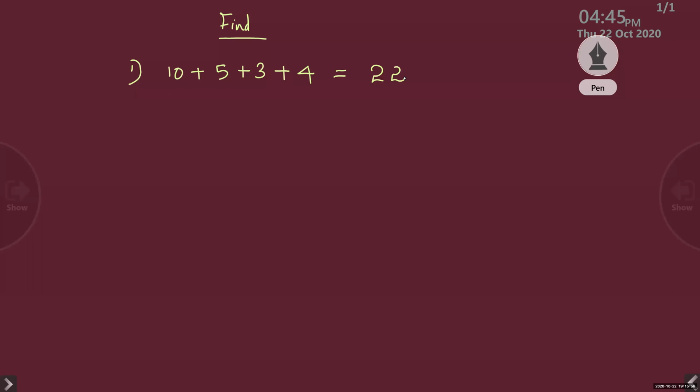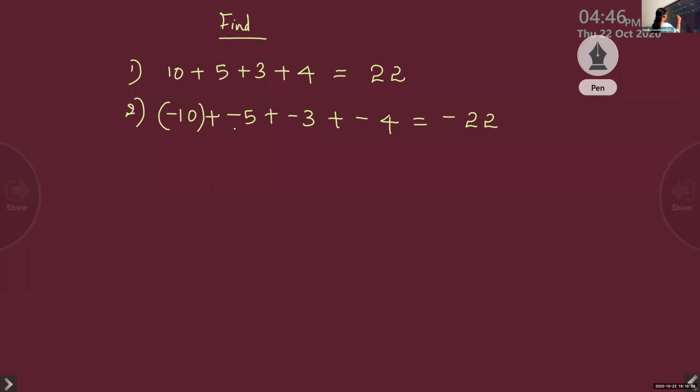Positive, all positive numbers. But if the question comes like this, negative 10 plus negative 5 plus negative 3 plus negative 4. Ma'am, negative 22. Negative 22 because all the numbers are negative. Clear, children? Yes, ma'am. When you add all, give the negative sign. Clear? I'll give one more question.